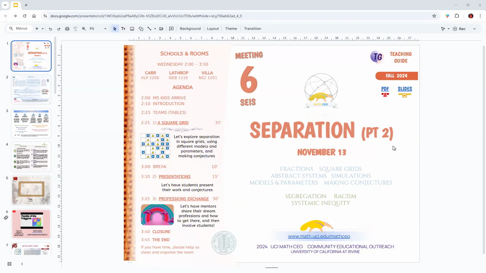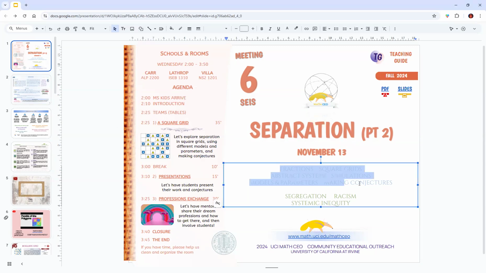And being a part 2, of course, this is a follow-up to meeting 5, in which you explored the topic of segregation and dynamical systems. So here we pretty much have the same mathematical ideas, but now we put more emphasis on models and parameters. Last meeting, we also used models and parameters, but it was not very visible or very explicit.